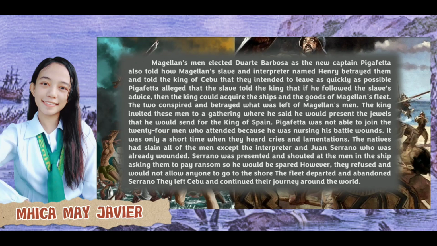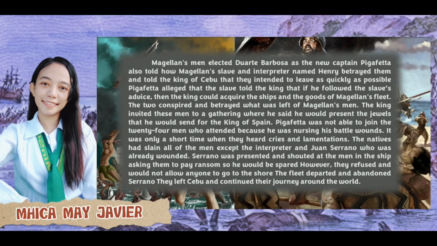Pigafetta also told how Magellan's slave, an interpreter named Henry, betrayed them and told the king of Cebu that they intended to leave as quickly as possible. Pigafetta alleged that the slave told the king that if he followed the slave's advice, then the king could acquire the ships and the goods of Magellan's fleet. The two conspired and betrayed what was left of Magellan's men. The king invited these men to a gathering where he said he would present the jewels that he would send for the king of Spain.